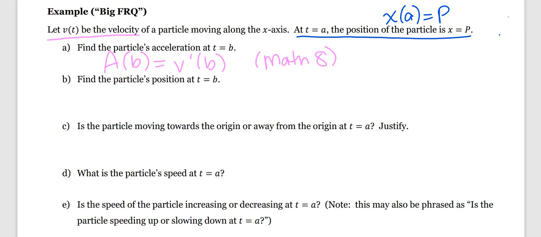Part B, find the particle's position at time t equals b. So this is actually FTC rearranged because you're asked for the position at one time b, but notice up here you already have the position at time a. So what we're going to do is use FTC rearranged. Position at time b is equal to my position at time a plus how much I've moved from a to b, which will be the integral of velocity.